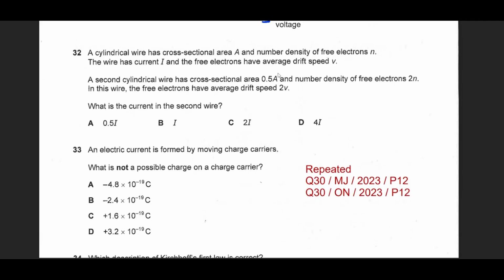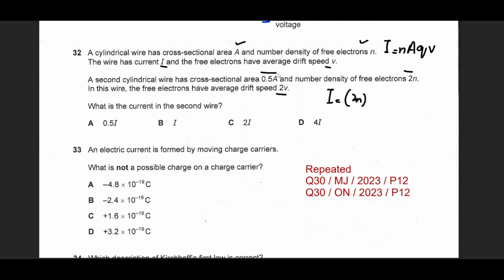In the first part, he gives you the variables. He says cross-sectional area is A, free electrons is N, current is I, drift speed is V. So let's replace all of these variables in the drift velocity formula, which will be NAQV. Okay, fine. He says the second wire has this area, has 2n number of electrons, and has 2V the speed. What is the current? So let's replace all the variables again.